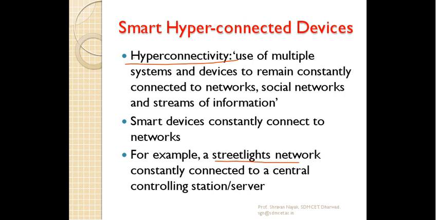So, coming back to hyperconnectivity: use of multiple systems and devices to remain constantly connected to a network or social network and streams of information. Smart devices are constantly connected to the network, or we make them constantly get connected to the network. Now an example is given here: a simple example, a street light network constantly connected to a central controlling station or a server, right? What do you mean by that?